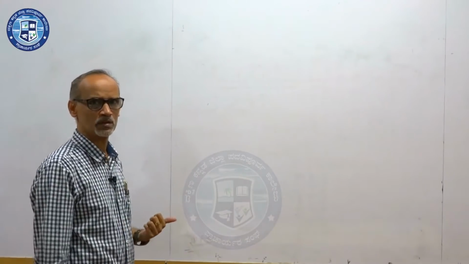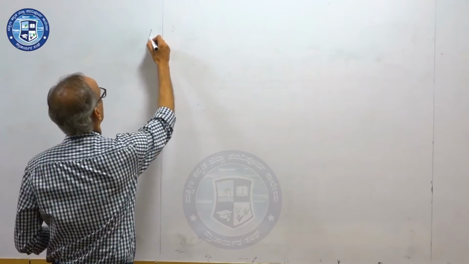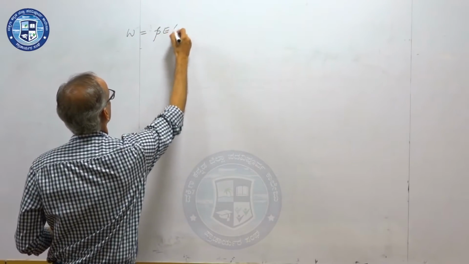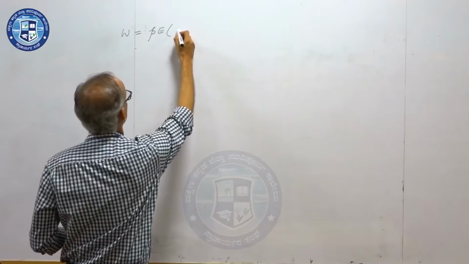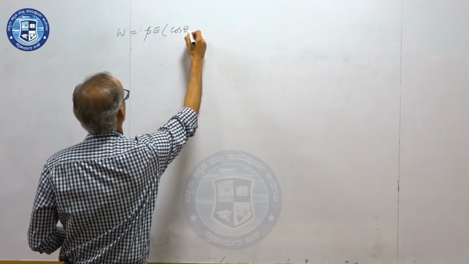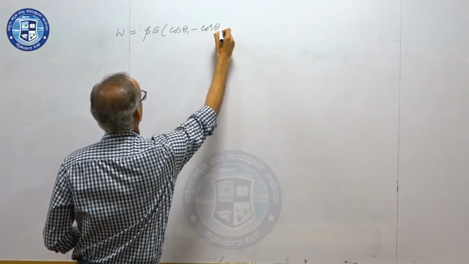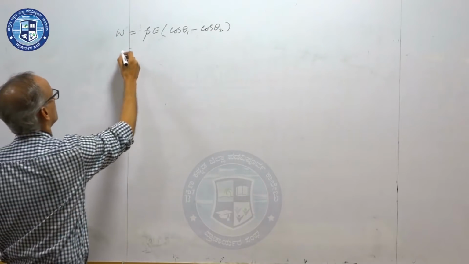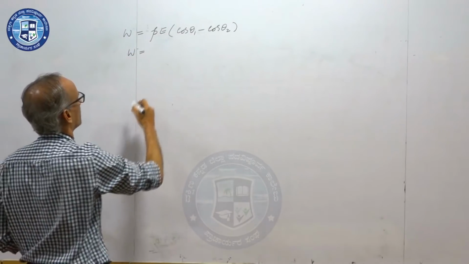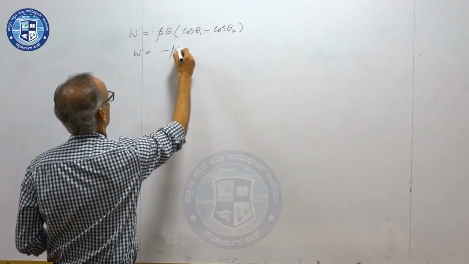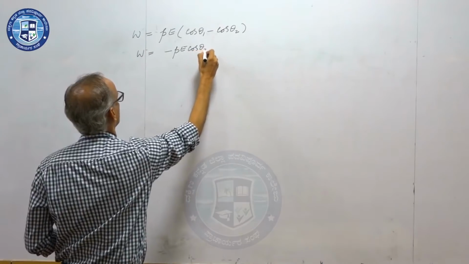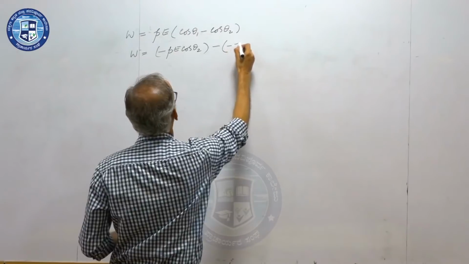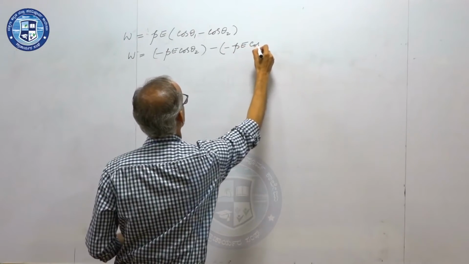The expression for work done in rotating the dipole in a uniform electric field from one position to another is given by W is equal to Pe into cos theta 1 minus cos theta 2. So, I am going to rearrange this equation: W is equal to minus Pe cos theta 2 minus of minus Pe cos theta 1.